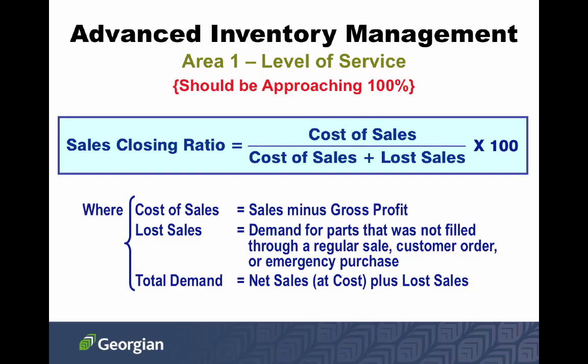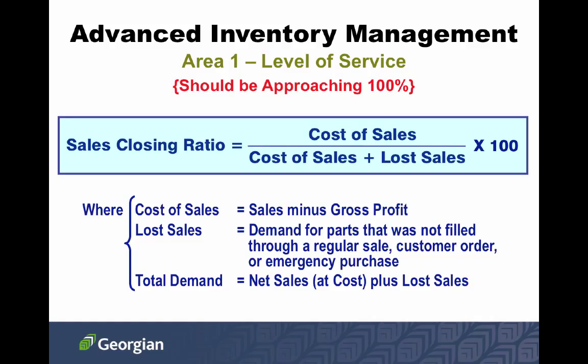And area 1 is level of service, fill rate. It's a measure of availability. And there are a couple of different labels. And the first one that you see up here is the sales closing ratio. The next two slides get into level of service as another measure. And the third slide following this is demand filled from stock ratio. And they are progressively more precise measures and more meaningful measures of level of service.